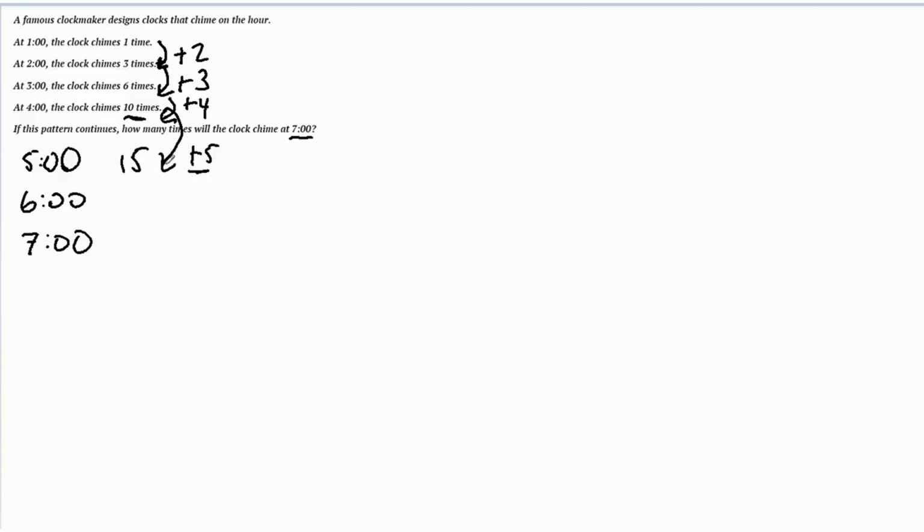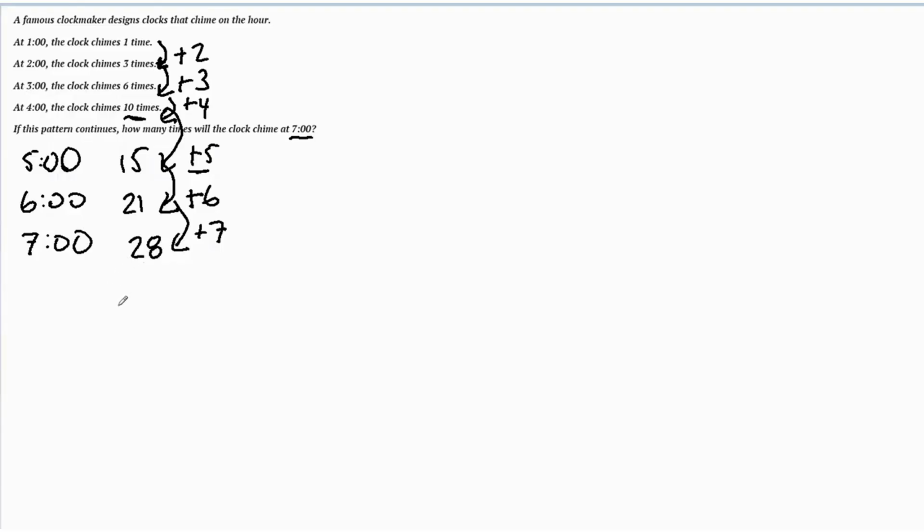Then from 5 o'clock to 6 o'clock, it's going to chime 6 more than the previous hour. So we have 6 here plus the 15. That would give us 21 chimes by 6 o'clock. Then from 6 o'clock to 7 o'clock, it would chime a total of 7 more than the previous hour. So 21 plus the 7 gives us 28. So by 7 o'clock, it'll chime 28 times.